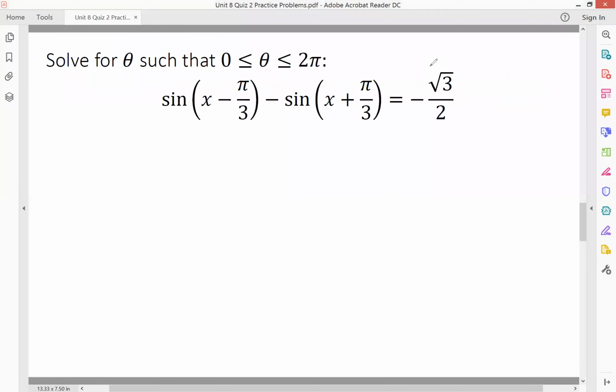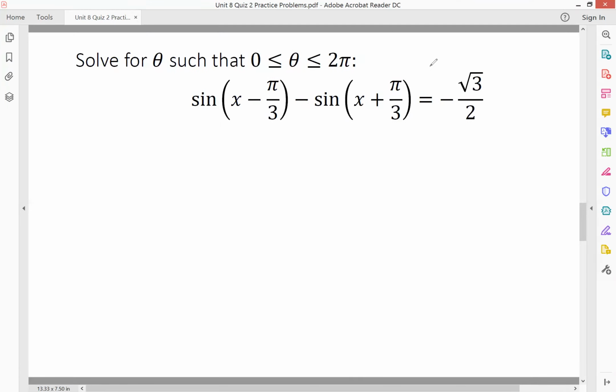All right. So next problem, we have a sum and difference of angles here. So we're just going to solve this out by using our sum and difference formulas. So starting with sine of x minus pi over 3.